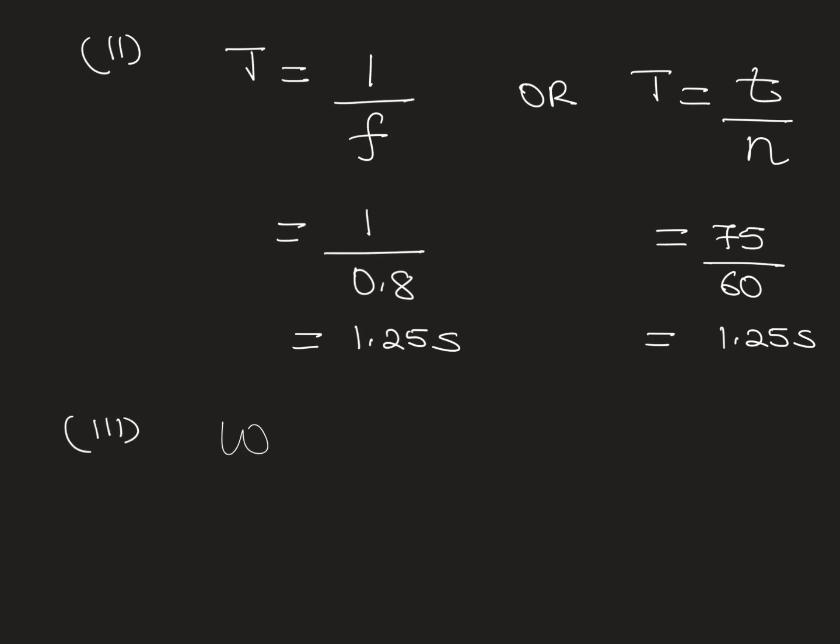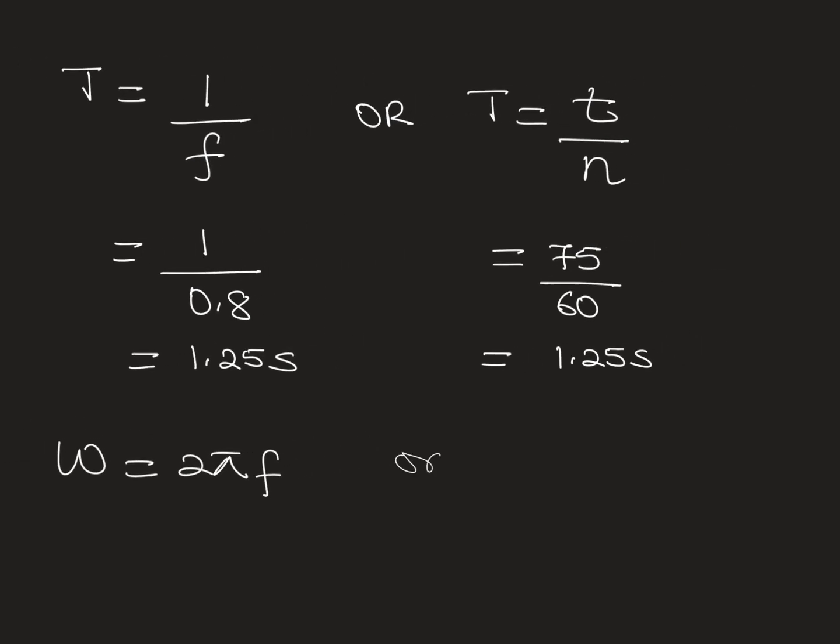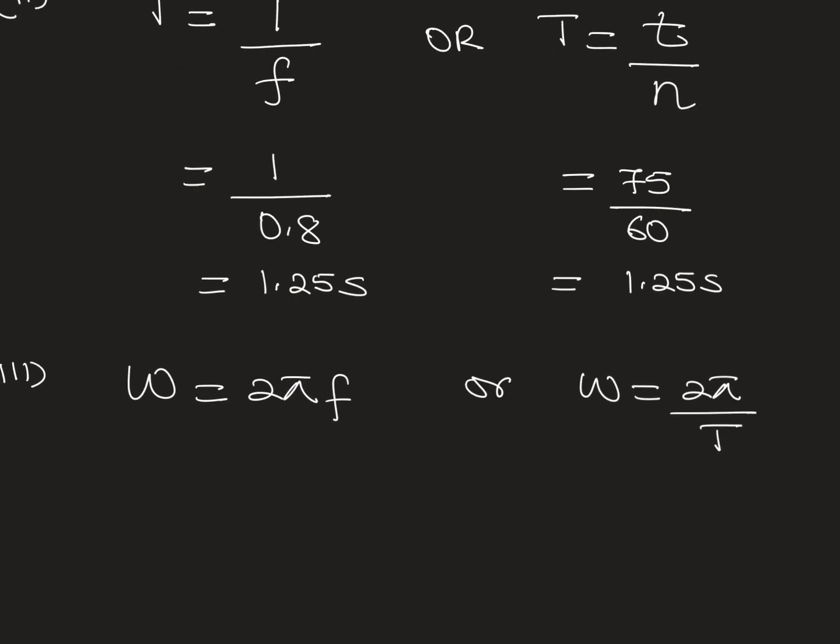The angular velocity is equal to 2 pi f, or you can use the angular velocity is equal to 2 pi divided by the period. So if we use the frequency, that will be 2 times pi times the frequency, which is 0.8. So 2 times 0.8 is 1.6. So that will be 1.6 pi radians per second.